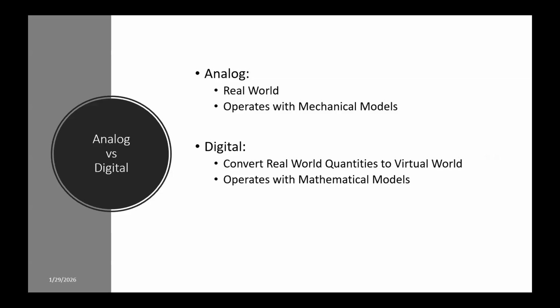As we have over the last, well, especially in the last 5 years, but as we've seen since the 302 was introduced, Cambridge 302 was introduced back in the 90s, where we started to move into the digital world. We convert the real world quantities into a virtual world, and then we operate on that virtual world with mathematical models. And I'll show you some of that this evening. Not going to go into great detail on it, but to give you a feel for how it works and how it's different from our mechanical heritage.